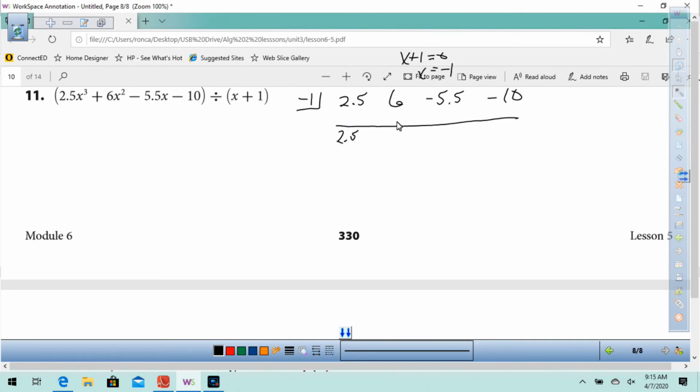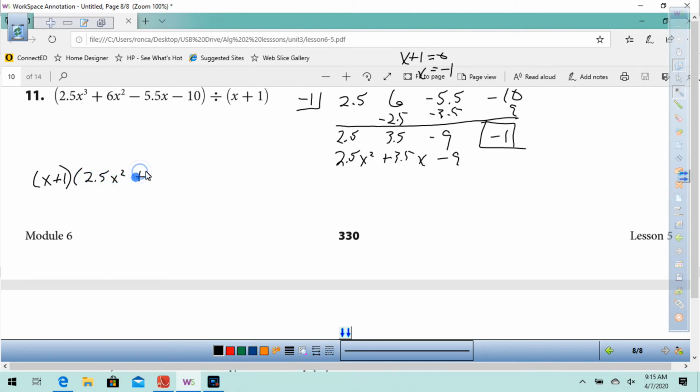Bring the 2.5 down. That's going to be negative 2.5. 6 minus 2.5 is like 3.5. So it's going to be negative 3.5. 8, that's going to be negative 9. So it's going to be positive 9, and that's negative 1. So we're going to have x plus 1 times 2.5x squared plus 3.5x minus 9, and then minus 1.